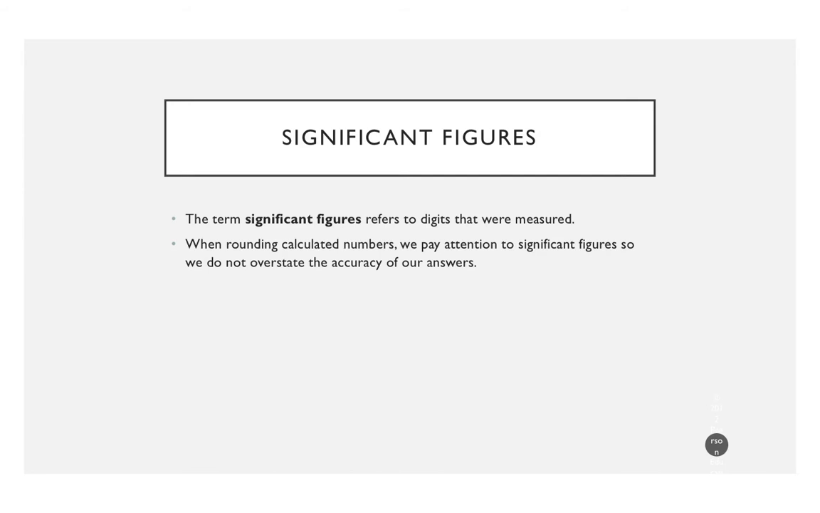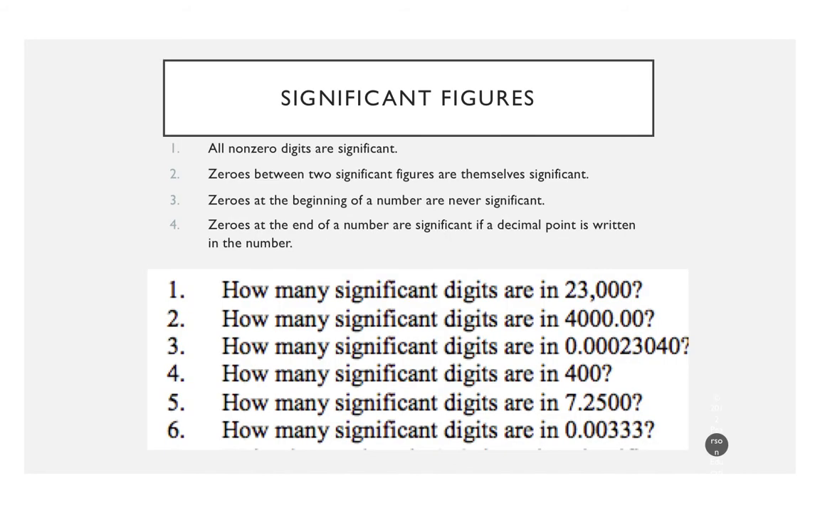So because of that, we have a term which we refer to as significant figures. Significant figures refers to the digits that are measured. When we round calculated numbers, we pay attention to significant figures so we don't overstate the accuracy of our answers. Because if we're only measuring something down to the tenth of a milliliter, and when we do a calculation with it, our calculator returns numbers out to the millionth place, we're going to return a calculated value that is way more accurate than what our actual measurements might allow. So there are agreed upon rules about how you deal with significant figures in measurements.